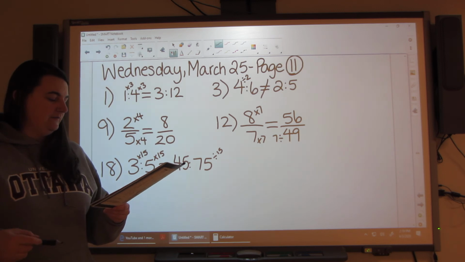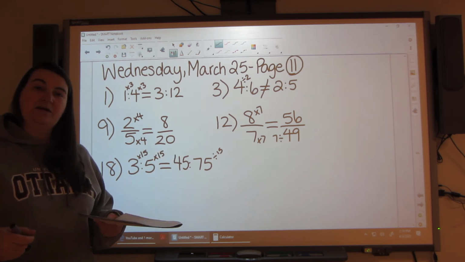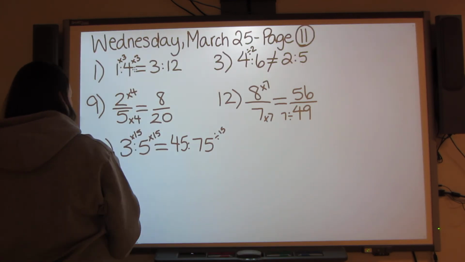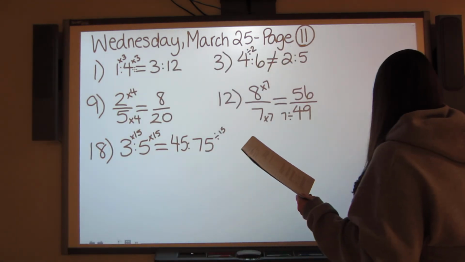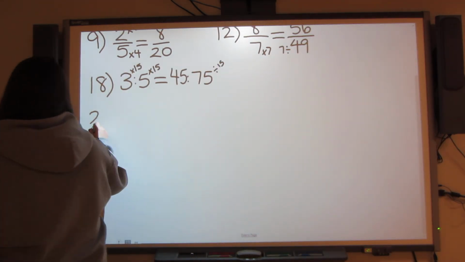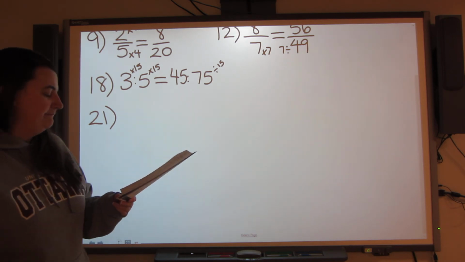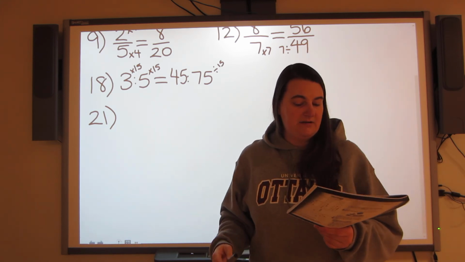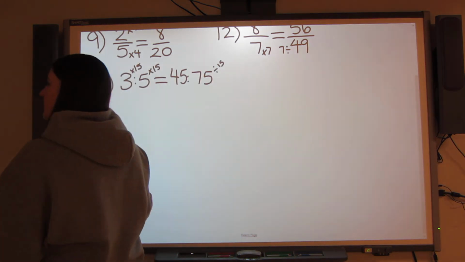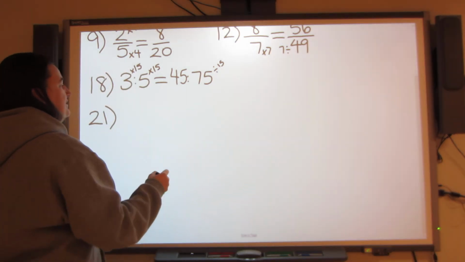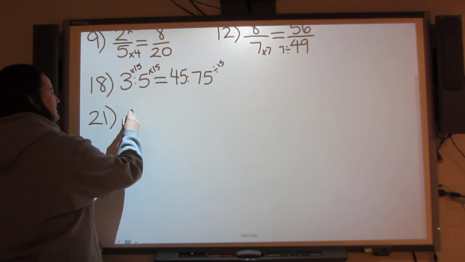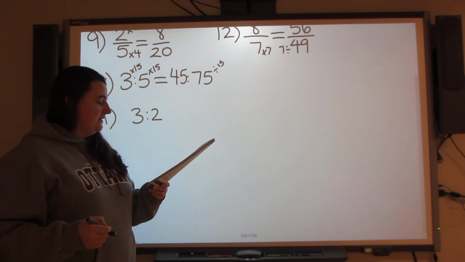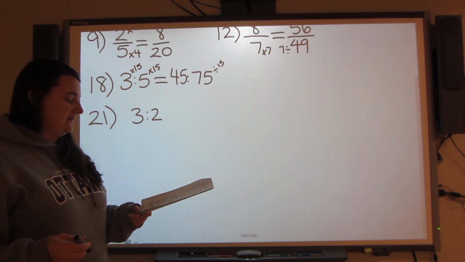So, let's do number 21. Is a word problem. At the Summer Olympics in Barcelona, Spain, the ratio of Canada's medals to Sweden's medals was 3-2. So whenever you're doing a word problem, you want to write down things that make sense to you that you're probably going to need in your math statements. So 3-2, important. Sweden won 12 medals. How many medals did Canada win?